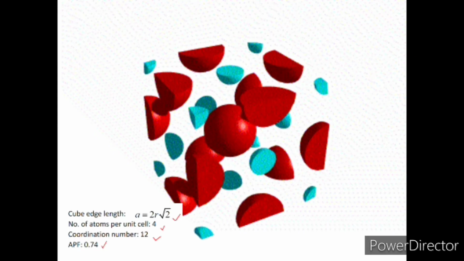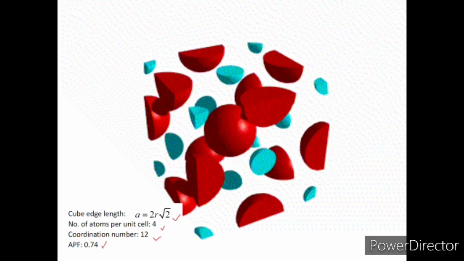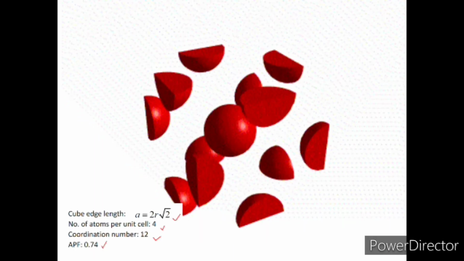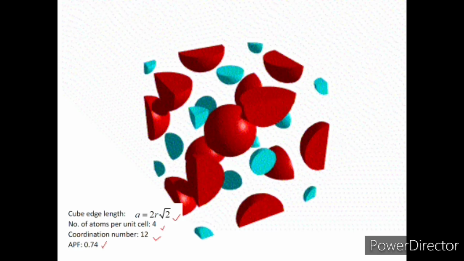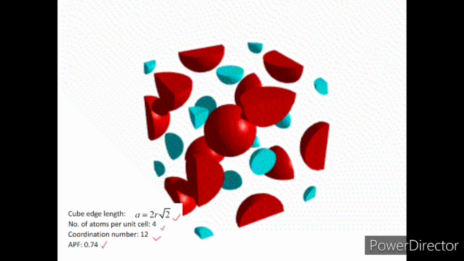Next, the number of atoms per unit cell is equal to 4, which we have calculated earlier. Its coordination number is 12, while its APF, or packing fraction, is 0.74. It is also important to note that each corner atom touches the atoms in the centers of the 3 adjacent faces, but corner atoms do not touch other corner atoms.